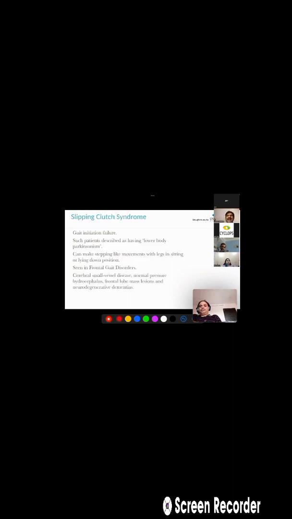Then slipping clutch syndrome. Something called gait initiation failure. This is seen in frontal gait disorders. What are those? Cerebral small vessel disease, normal pressure hydrocephalus, mass lesions in the frontal lobe, neurodegenerative dementias. So any of these things can cause this slipping clutch syndrome or gait initiation failure. You know what this is? When we first started learning how to drive the car, or when we first started learning how to drive the bike, you know, somehow it doesn't move forward.